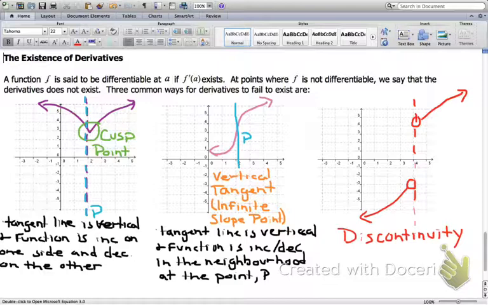Another common way where the derivative will fail is our vertical tangent, or our infinite slope point. Again, our tangent line is vertical and the function is increasing or decreasing in the neighborhood of the point P. And our last one is our discontinuity, which we did look at in Unit 1.